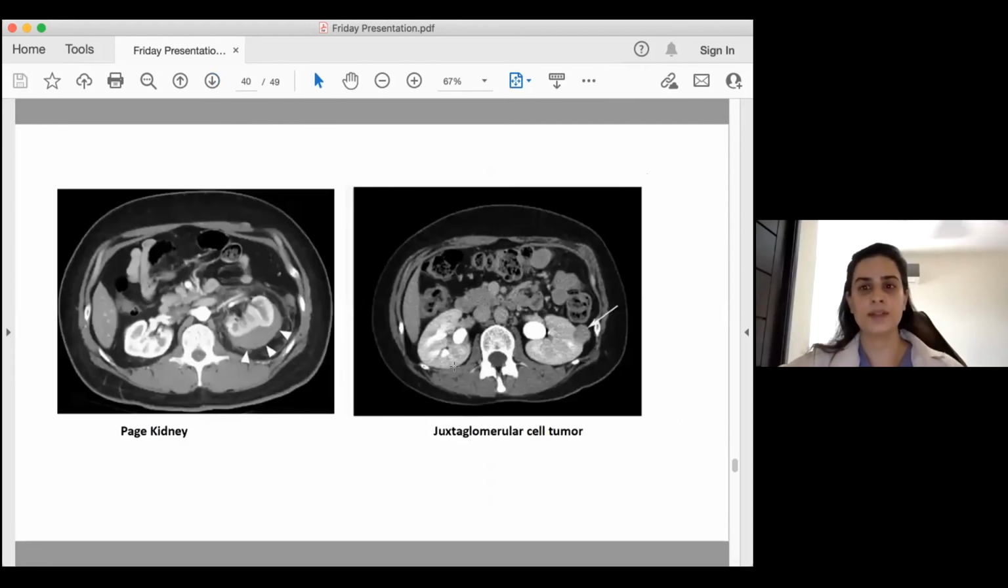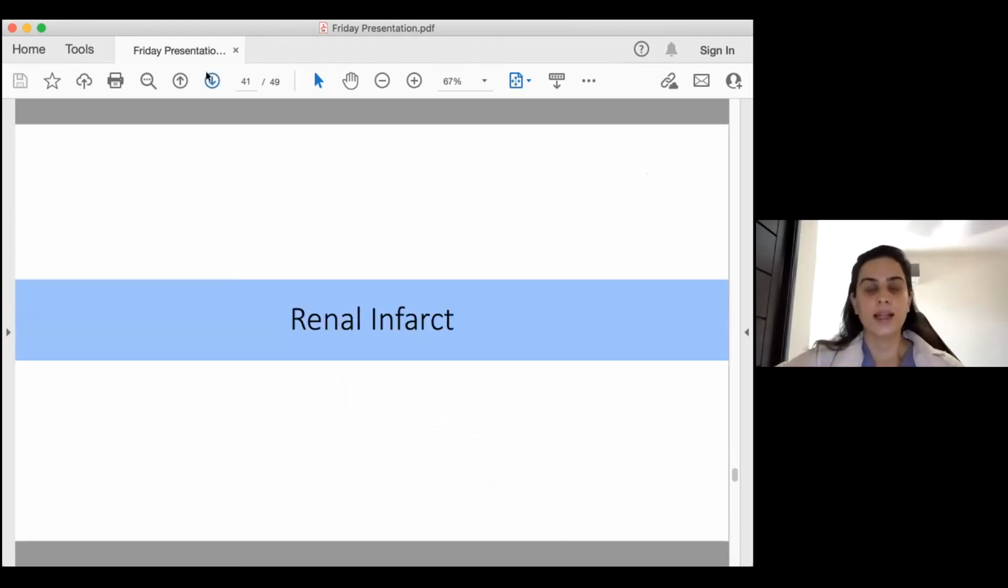And here we can see the difference in what a Page kidney would look like, where you have a clear compression, versus a juxtaglomerular cell tumor, where you don't necessarily see the compression occurring so dramatically, and rather you see a different mass with a different density, different attenuation. And lastly, we have renal infarct.